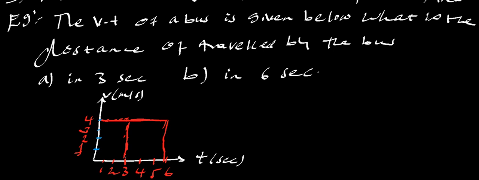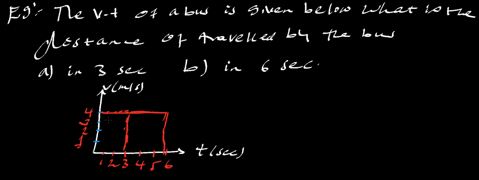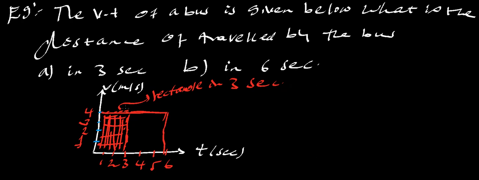The question says the velocity time graph of a bus is given below. What is the distance traveled by the bus during 3 seconds and during 6 seconds? During 3 seconds means the first 3 seconds, this one. Let us shade this one. This is the rectangle in 3 seconds. The large one is the rectangle in 6 seconds. You know how to find the area of a rectangle.